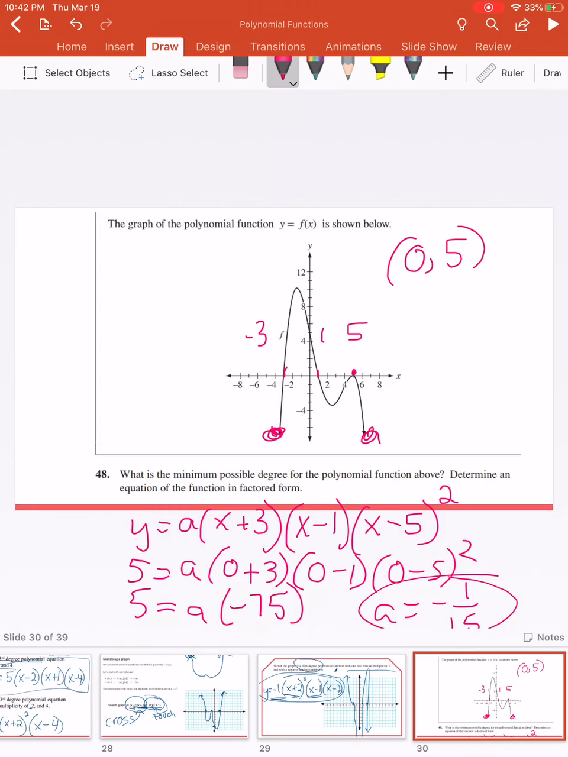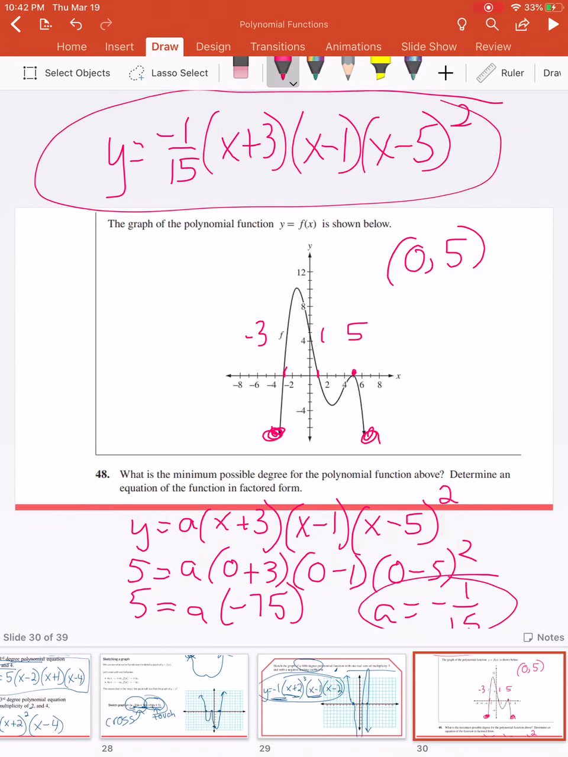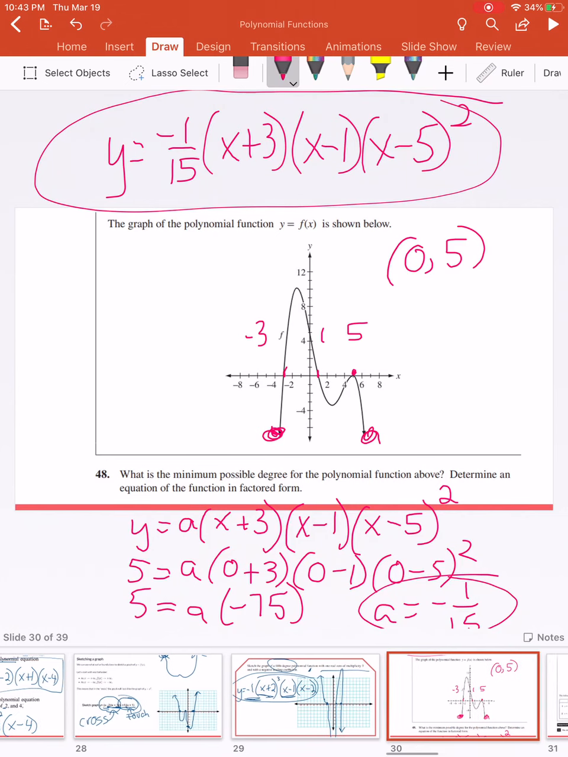So I'm not quite done there because it does want that equation in factored form. So I know my a value is negative 1 over 15, and I'm just going to rewrite that equation with all those other factors that I already figured out by looking at the graph. There we go. Excellent way to double check if you're unsure: graph it. Does it match the picture? If it does, you know you did it correctly.